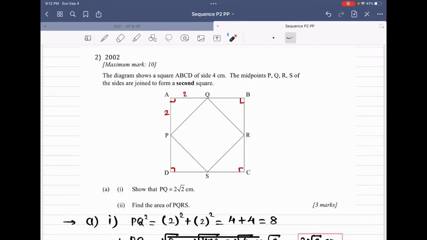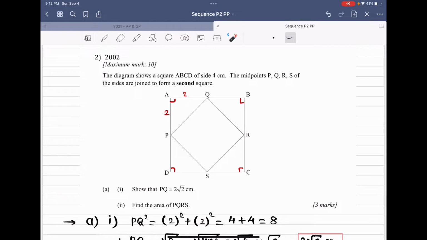Year 2002, paper 2, maximum mark 10. The diagram shows a square ABCD of side 4 centimeter. So this has all sides 4 centimeter.